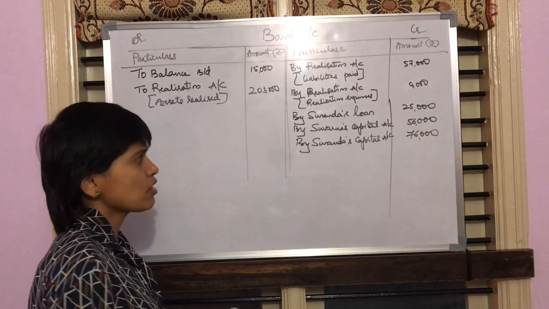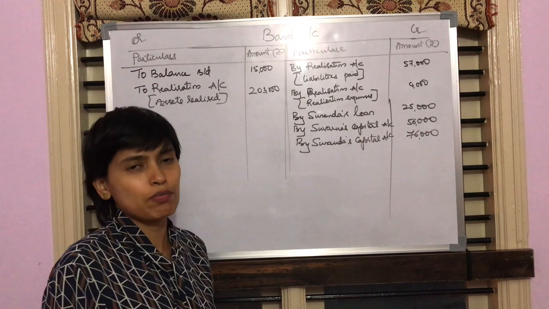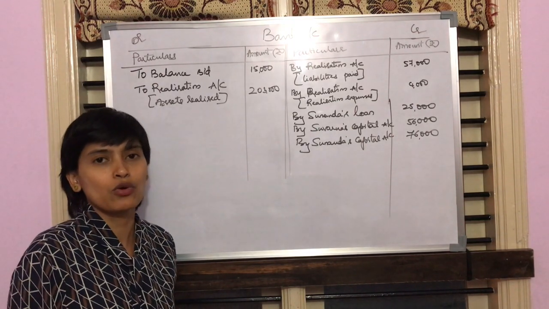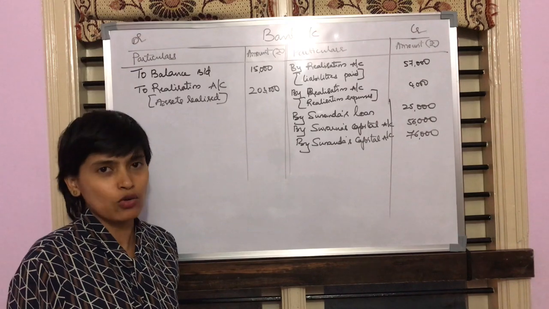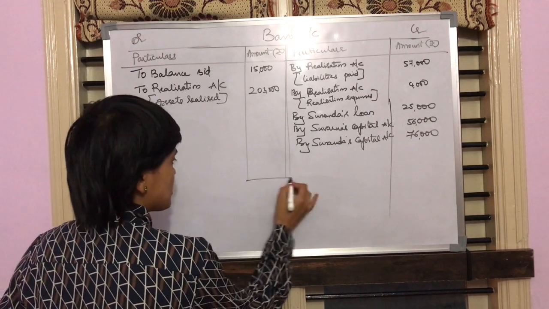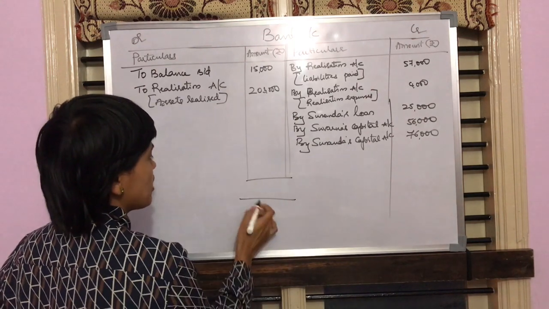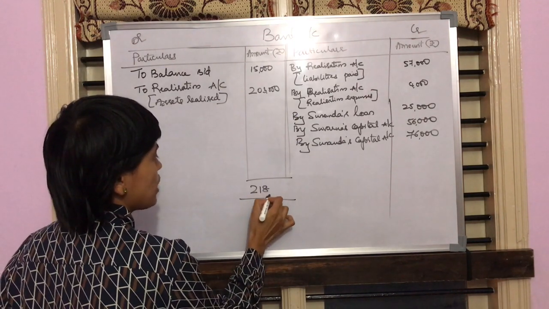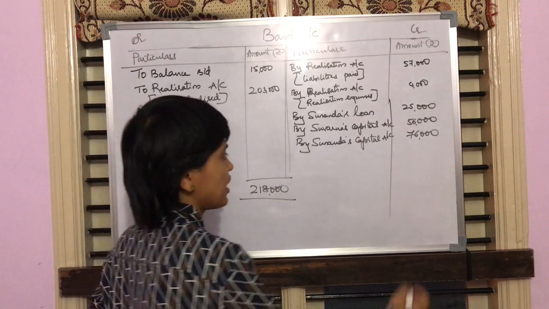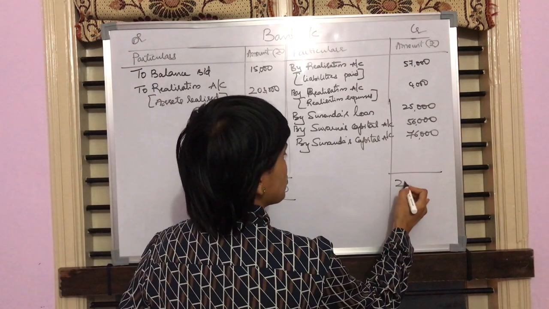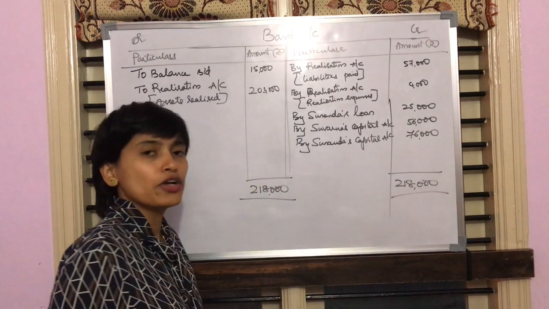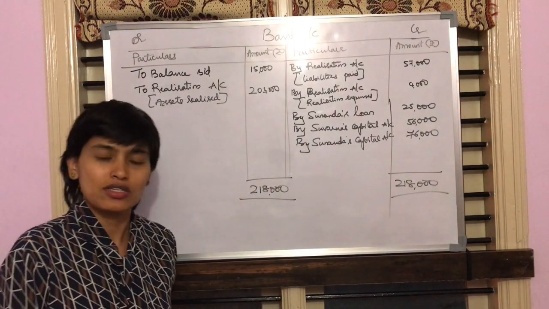Now students, if you remember while explaining the format, I had said your cash or bank account is going to be equal. When you're going to do the total, that's on the debit side. If you add the amount, you're going to get 2,18,000. Likewise, on the credit side, if you add the amount, you're going to get 2,18,000. So this is how your bank account is going to tally.